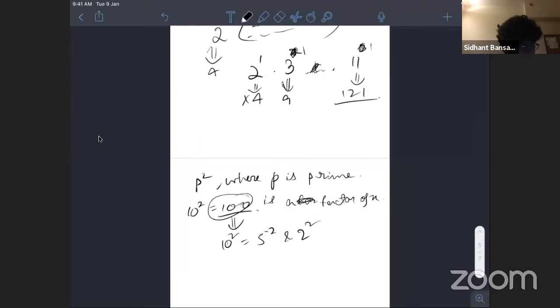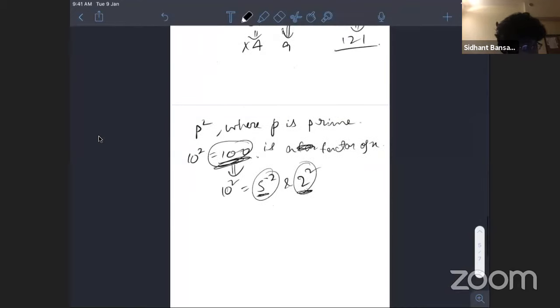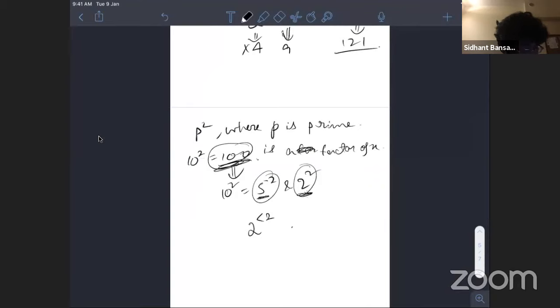So you actually don't need to test 100, because if either 5 squared or 2 squared is a factor of x, it's definitely not square free. And if both of them are not present, that is the power of 2 is less than 2 and the power of 5 is also less than 2, then we know that 100 is not going to be inside.